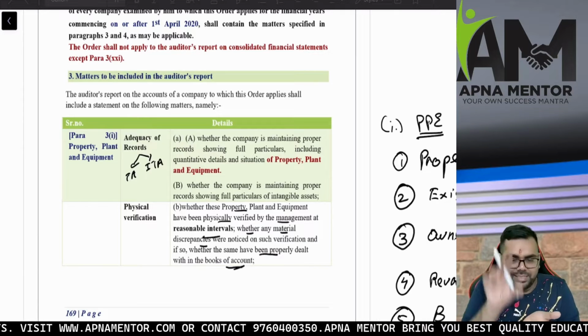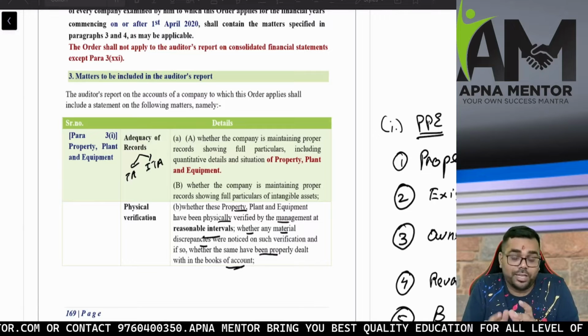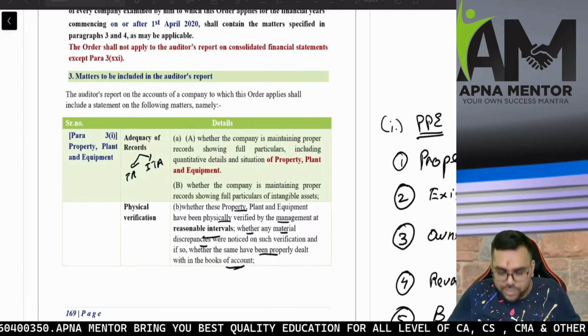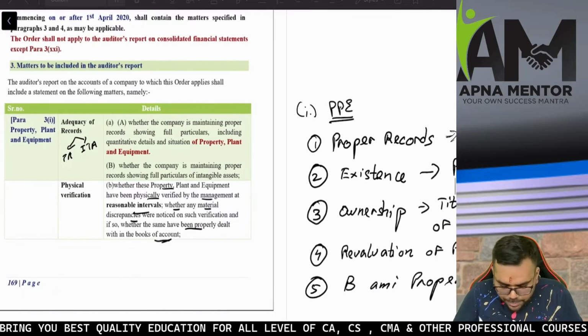2 clauses asset, 2 clauses liability. Then we'll be talking about public deposit. Okay, we need funds from the public deposit. And after that, we'll see the sequence. So clause number 1, PPE, property, plant and equipment.